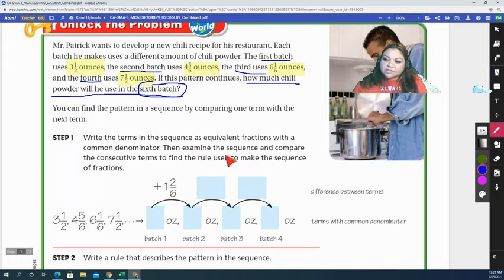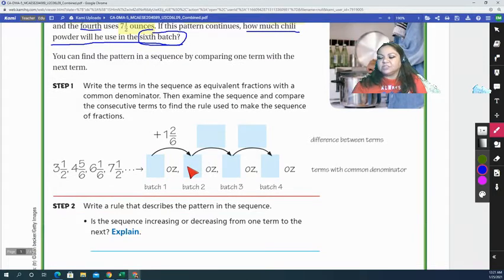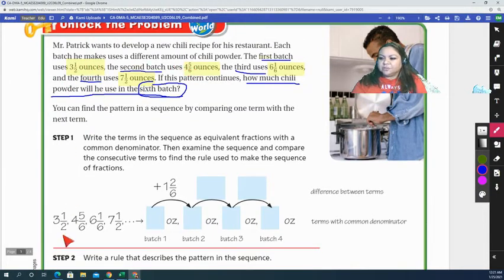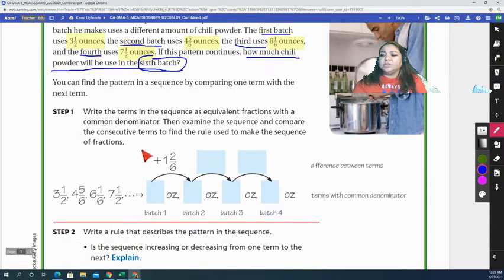Then examine the sequence and compare the consecutive terms to find the rule used to make the sequence of fractions. So there must be a rule in a pattern, a rule that tells us, okay, every time I'm adding so much or subtracting. So these are our batches. First batch 3 and 1/2, second batch 4 and 5/6, third batch 6 and 1/6, and the fourth batch 7 and 1/2. So now we're going to rewrite them here using the same denominator.